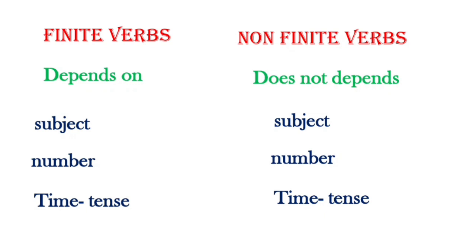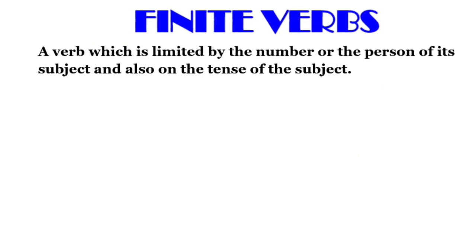You will come to know how easy it is to find out these finite verbs and non-finite verbs. Let's begin with the finite verbs. Here a finite verb means a verb which is limited by the number or the person of its subject and also by the tense of the subject. Finite verbs are nothing but verbs which depend on the number of persons, that means the subject, and the tense of the subject in that sentence.